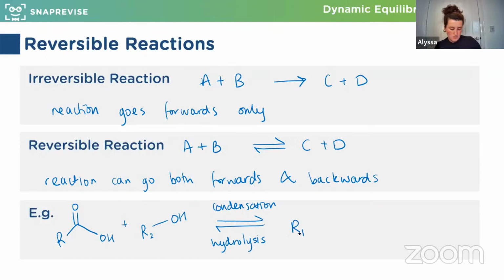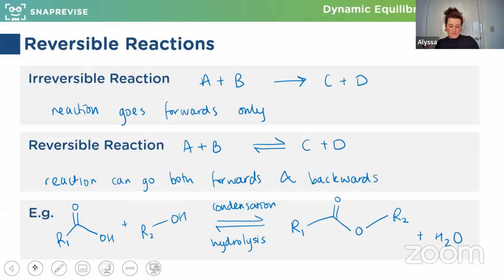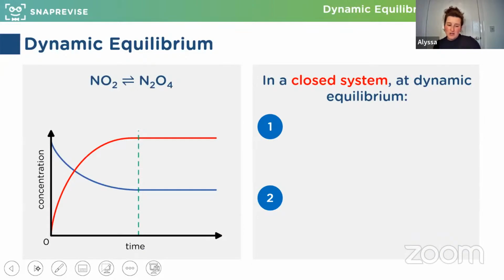And our product, well, let's make that R1, is our ester bond, R2, and water. So this is just an example. You don't have to know this specifically as a reversible reaction, but just an example of a reversible reaction is esterification, or the creation of an ester, for example, from a carboxylic acid and an alcohol. So you don't have to know that at A level.